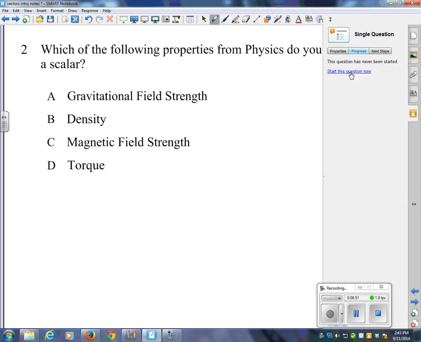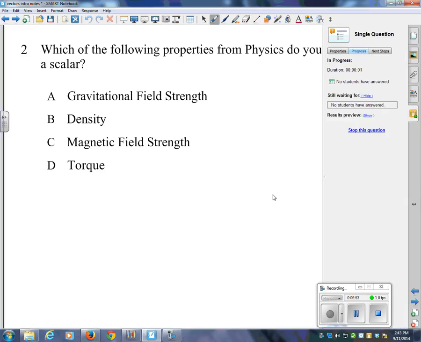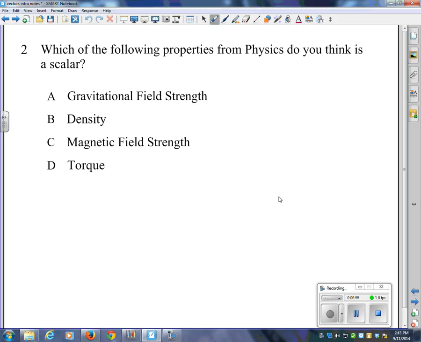Now I'm flipping it around on you here. Which one do you think is a scalar? Which one does not have a direction? Is it gravitational field strength, density, magnetic field strength, or torque? And if you were paying close attention just seconds ago, you would know the answer.